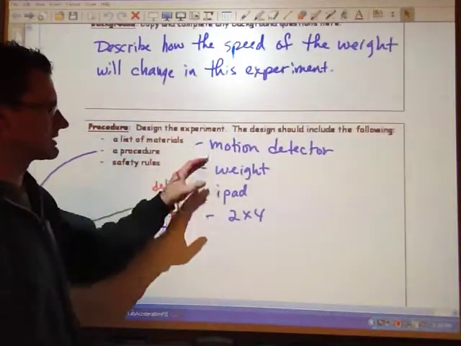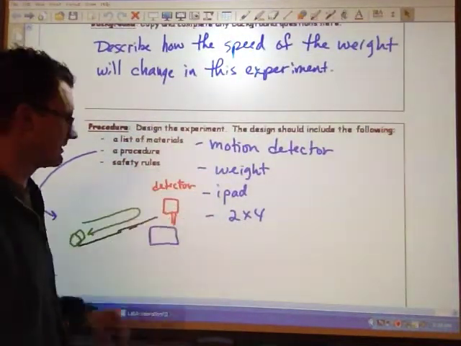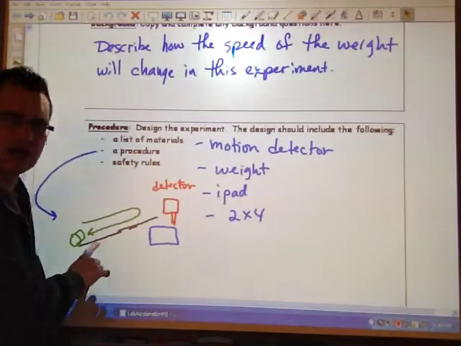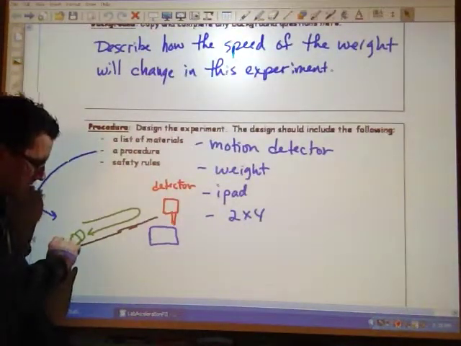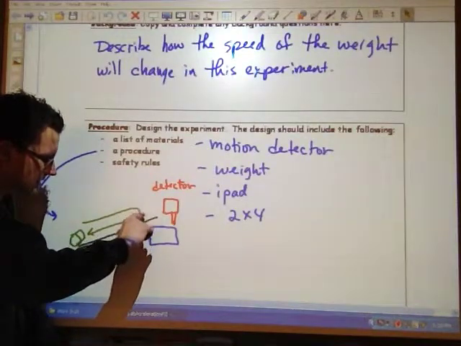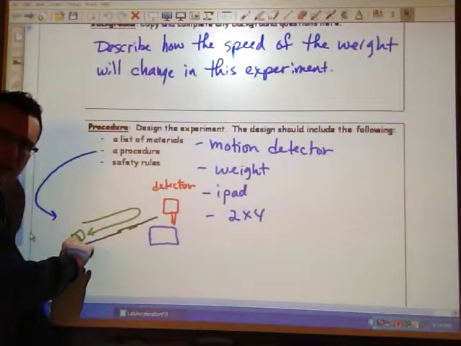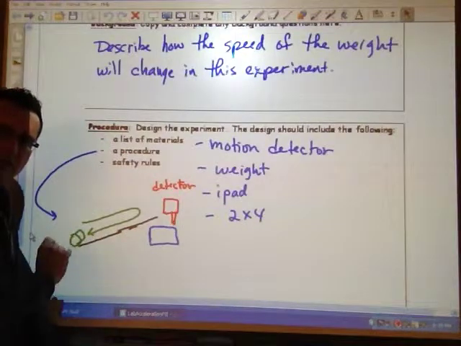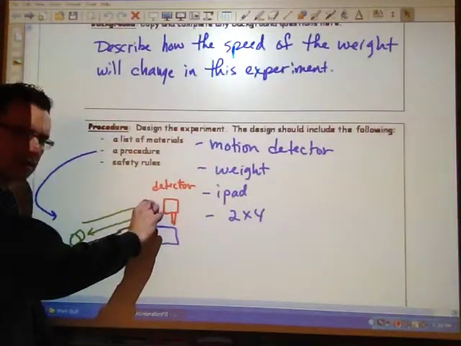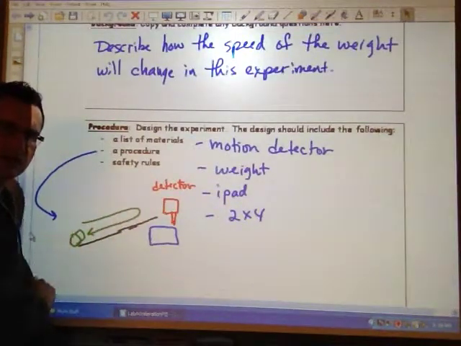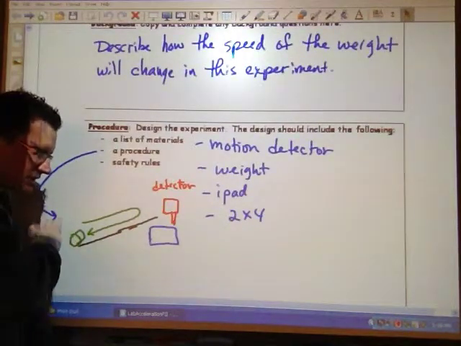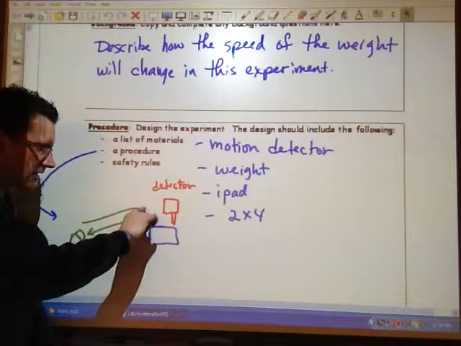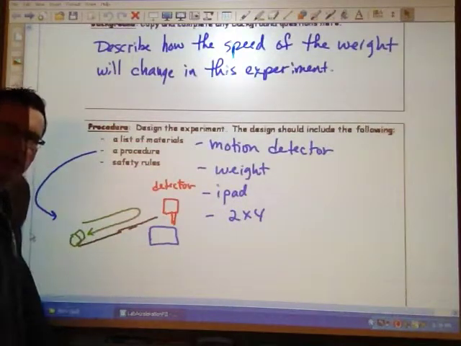Same material: motion detector, the weight, the iPad, the 2x4. Except this time you're going to start at the bottom. As best you can, push the weight up so it comes up the ramp a little bit, then turns around and comes back down right to the starting point. As you recall in the previous lab, we started here, released it, and it just went down. With part 2, we're starting at the bottom. Push it so it goes up by its own power, and then turns around and comes back down.